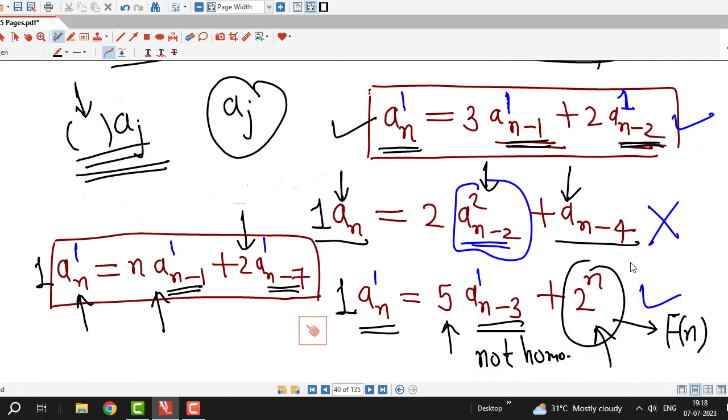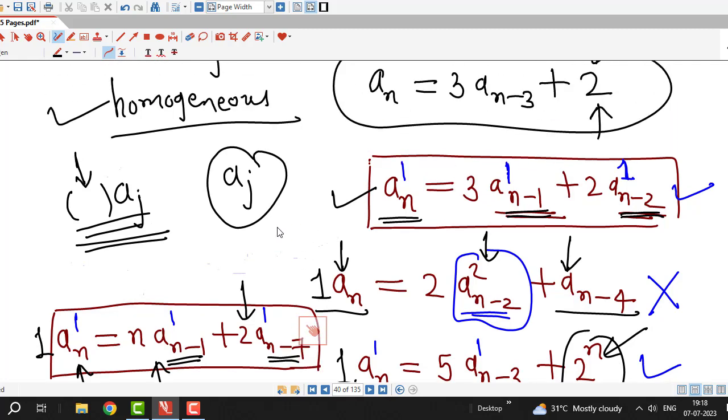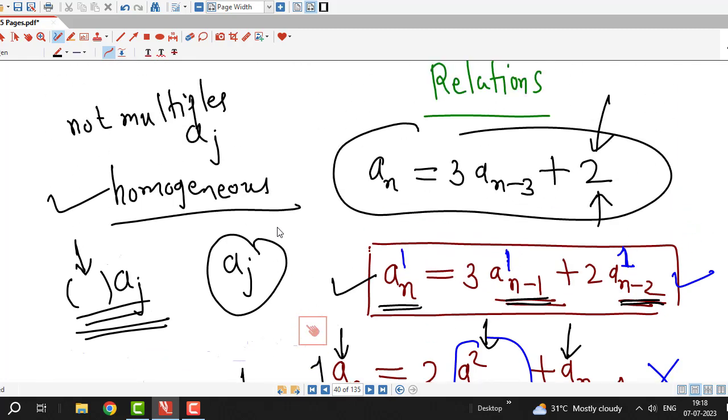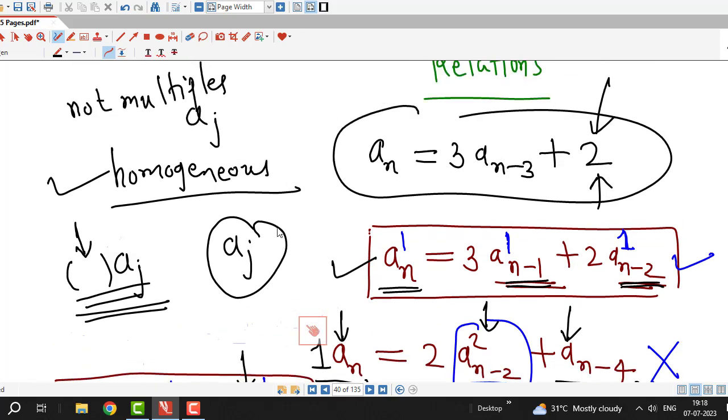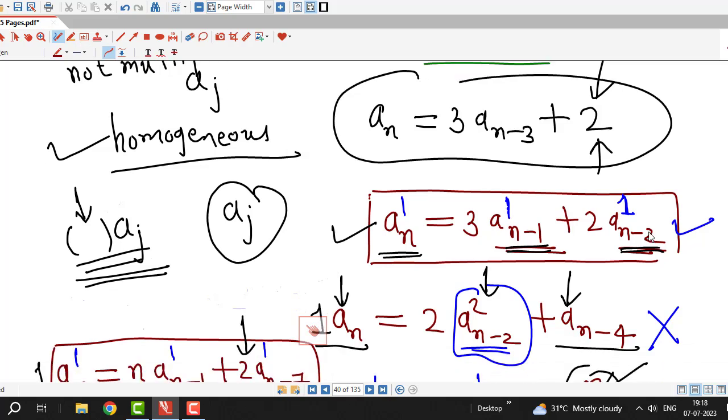So this is non-homogeneous because here we have one term which is not a multiple of some term of the sequence an. This is the meaning of homogeneous and non-homogeneous recurrence relation. Now we talk about the degree of the recurrence relation. Degree means, here you can see I have an minus 1, an minus 2, and the left hand side is always an.